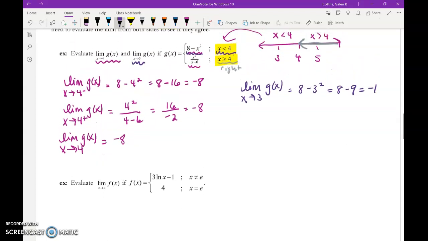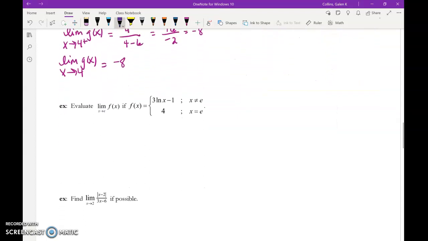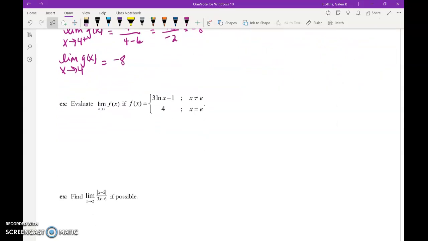Now, it's also possible to have a hole in our piecewise function, and in this next example, we might find that. We might not, though, so let's see. So if we evaluate the limit of f as x approaches e, let's see what we get.